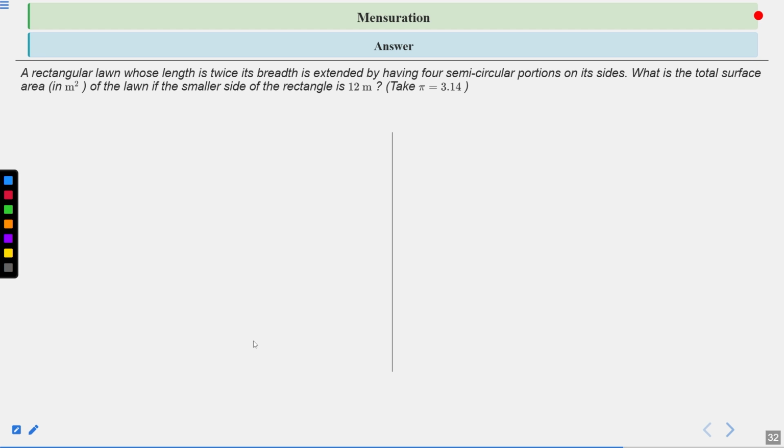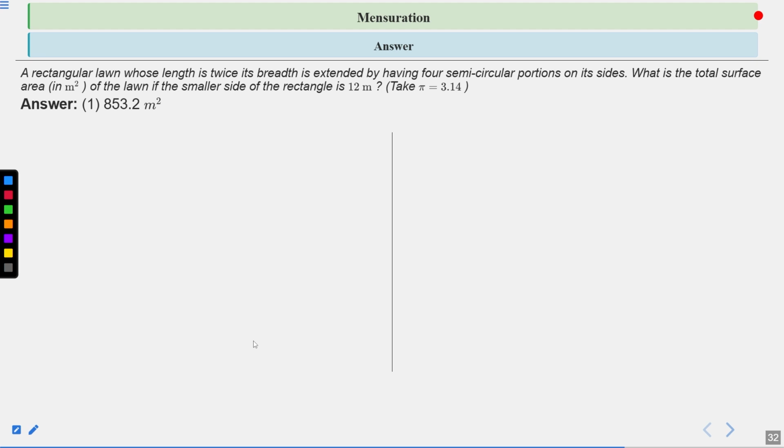So the rectangular lawn whose length is twice its width is extended by having four semicircular portions on its side. So the relation between length and width is given, and we are making four semicircular portions on its side. So what is the total surface area of the lawn if the smaller side of the rectangle is given, which is 12 meter? So we can calculate the larger side, because if width is given, we can also calculate the length. And when we have calculated the length, we can calculate the area of the lawn. So we can also calculate the total surface area of the lawn.